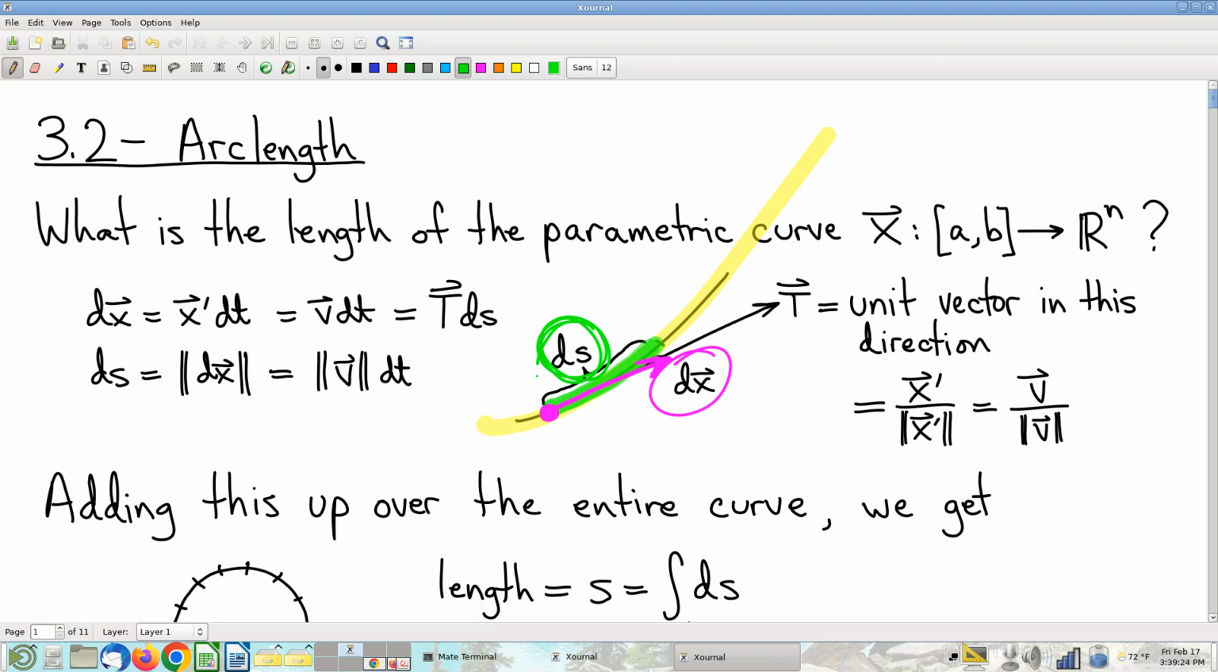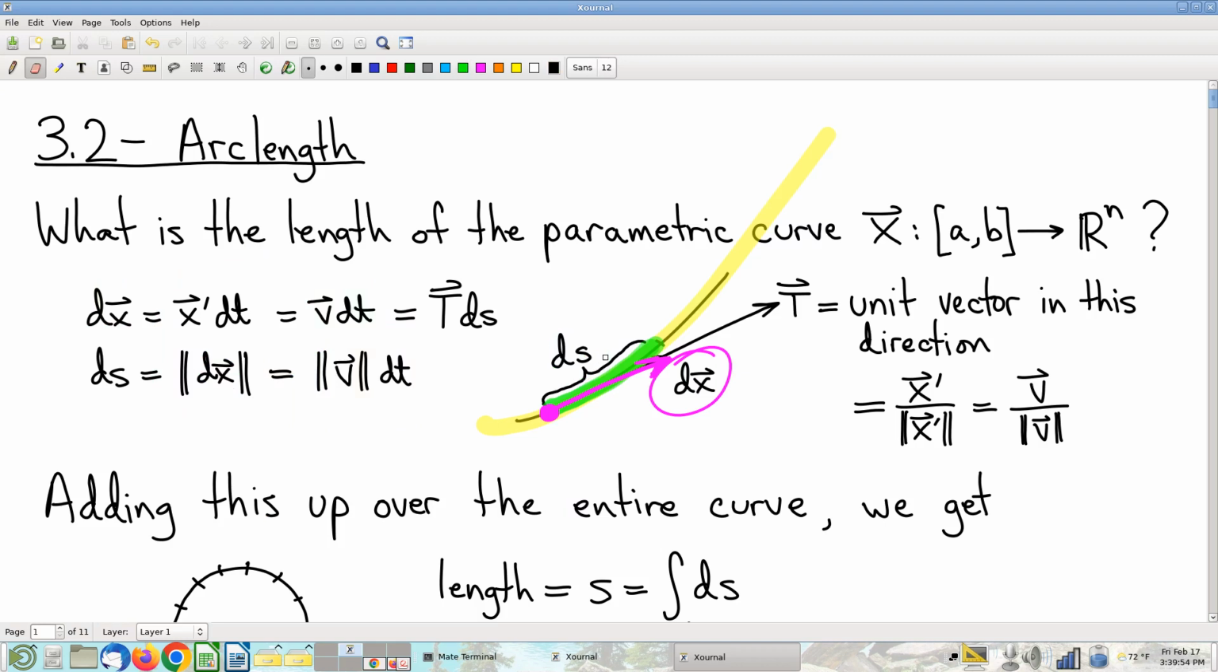So, there you go. Everybody okay? All right, yeah. So ds is the magnitude of the dx vector. Is that cool? Everybody happy with that? Okay. And being the magnitude of the dx vector, and the dx vector, of course, being v dt, no surprise that the magnitude of that is the magnitude of v times dt.